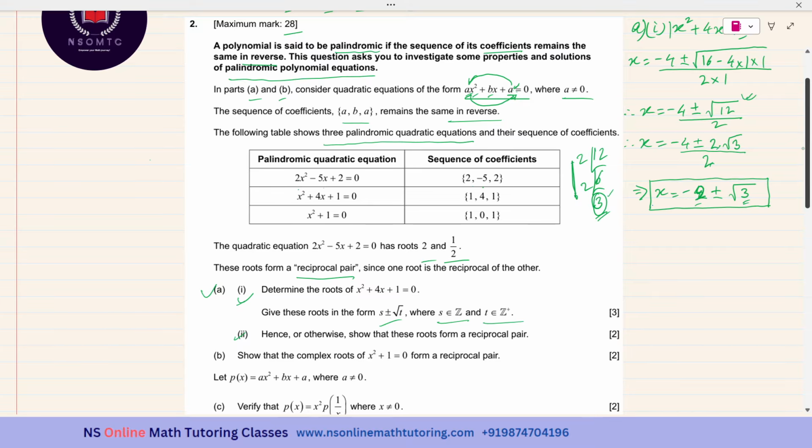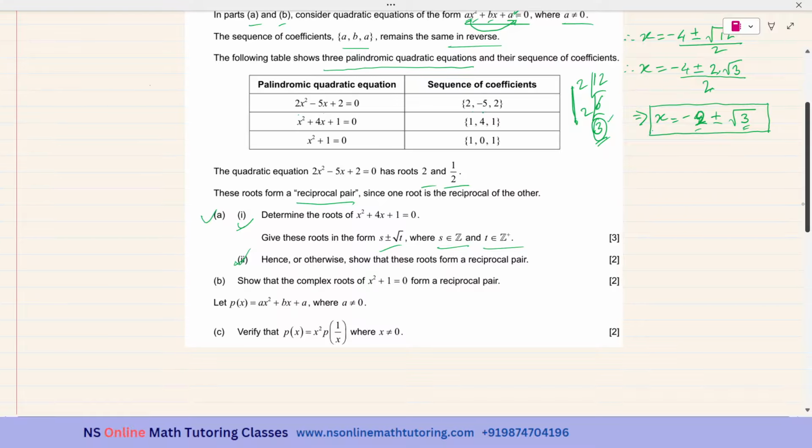Hence or otherwise, part II: hence or otherwise show that these roots form a reciprocal pair. If the two roots form a reciprocal pair, then the product of these two roots will be equal to 1. Like 2 and half, if you just multiply them, the product will be equal to 1. So let us multiply these two roots and see what product we get.